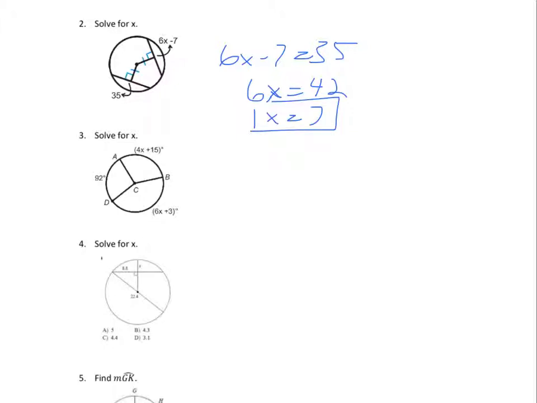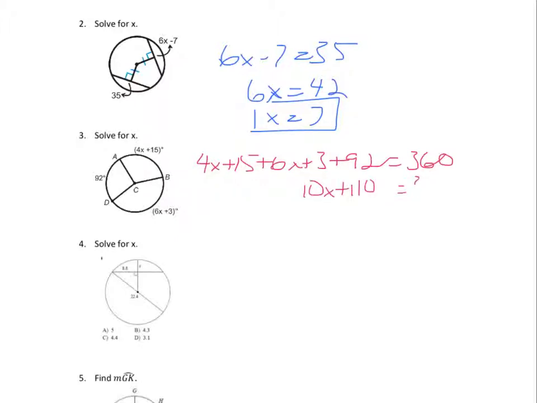In problem 3, we want to try to solve for x again. Well, we know there's a relationship between all these 3 arcs. They go all the way around a circle. Okay, and all the way around the circle is going to be 360 degrees. So we can create our equation out of that. 4x plus 15 plus 6x plus 3 plus 92 equals 360. Okay, so we have 10x plus 110 equals 360 when you combine like terms. And 10x equals 250, x equals 25.